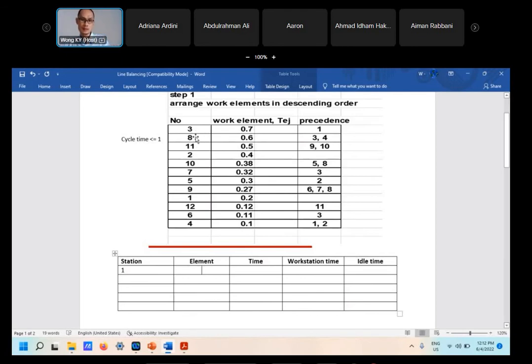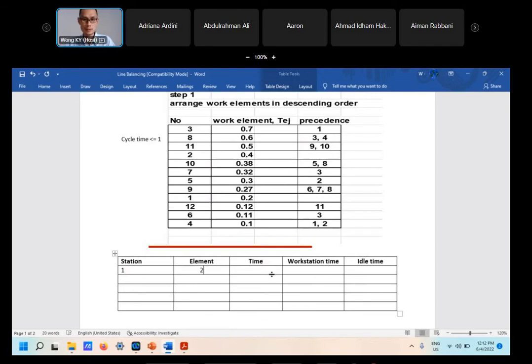Can we assign element 8? Cannot, because 3 and 4 have not been started. Can we assign element 11? Cannot, because 9 and 10 have not been started. So we go down the list. Can we assign element 2? Can, because there is no precedence constraint, so we can start element 2 at any time. So for workstation 1, the first element that we assign will be work element 2.